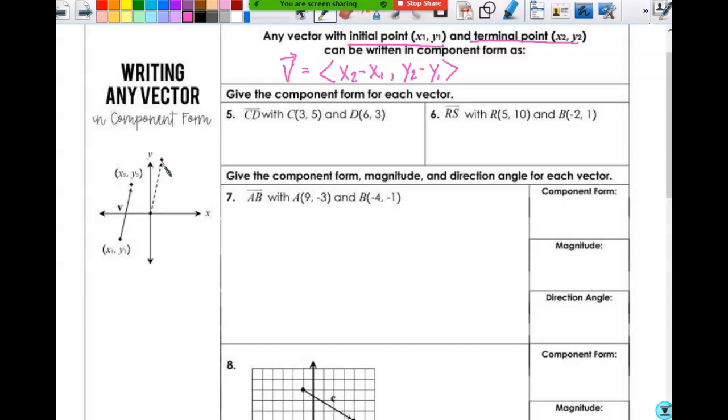So this says give the component form for each vector. So this is vector CD. This is my initial point. This is my terminal point. I know that because that's the way it's written. So that means I'm going to do 6 minus 3 and 3 minus 5. So vector CD is <3, negative 2>.